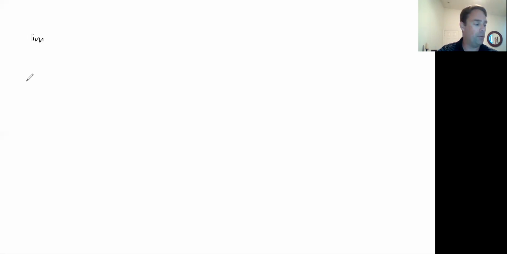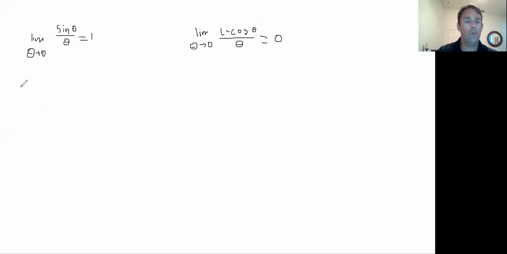It allowed us to prove some things that are a little bit different. So the limit as theta approaches 0 of sine theta over theta, we just proved that as being 1. We also could have done a similar proof, and we would have shown that 1 minus cosine of theta, divided by theta, would have been equal to 0. So what can we do with this? What if I asked you to try something like this: the limit as x approaches 0 of tangent of x over x? Could you evaluate it?